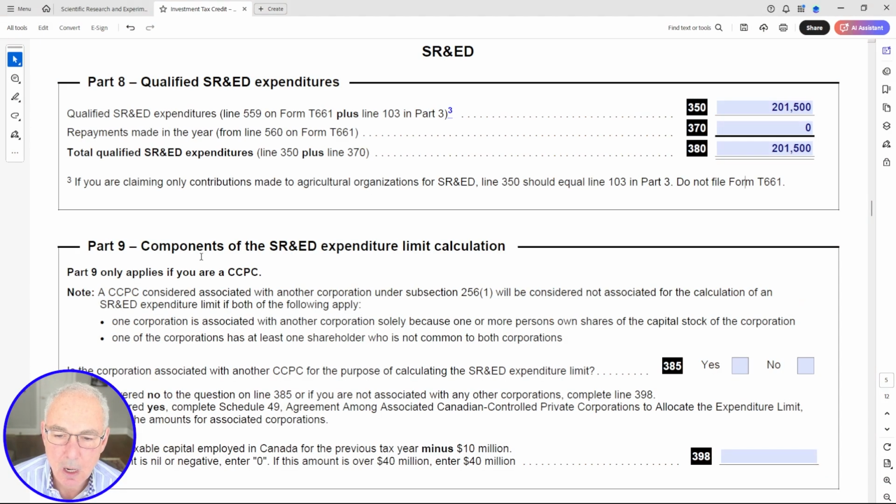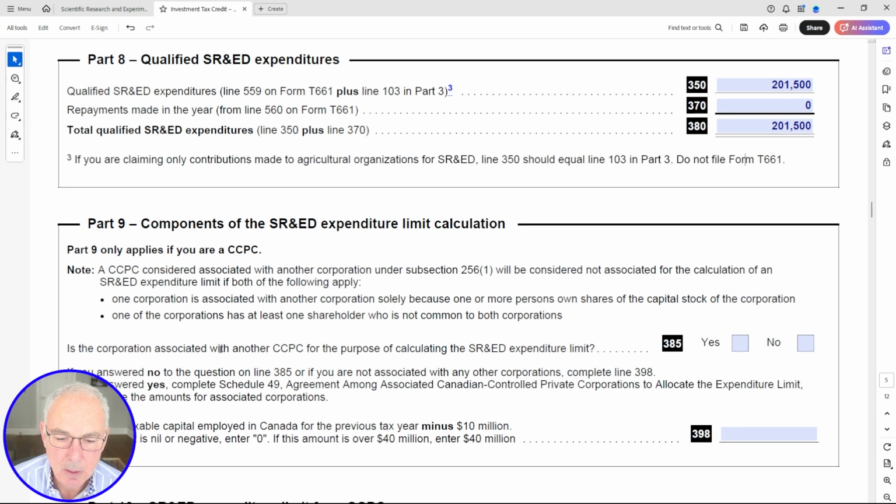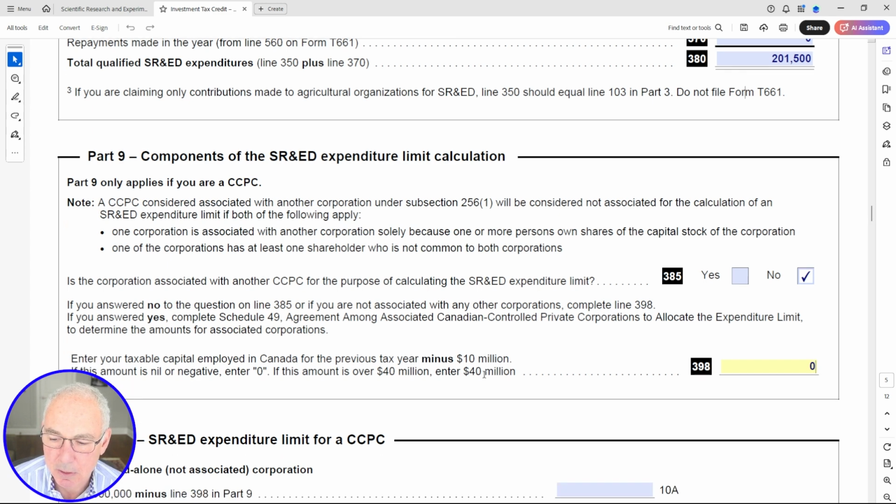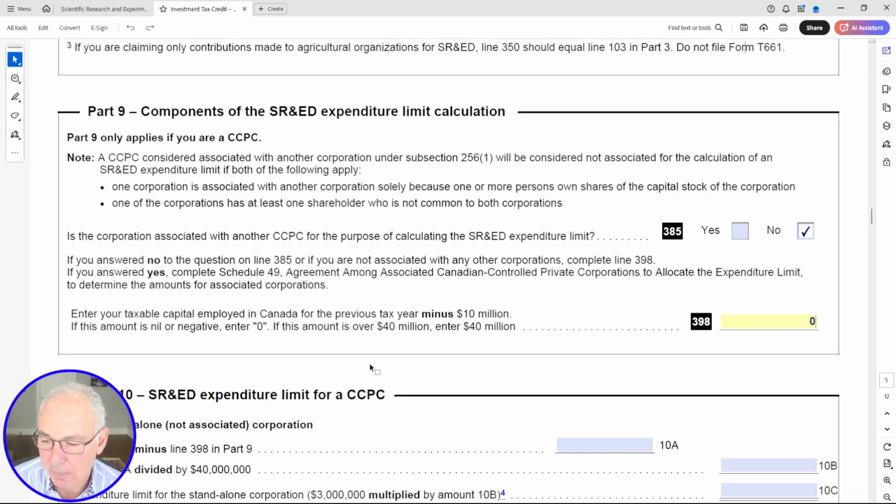So Part 9 is again something that we need to complete. Is the corporation associated with another corporation? We're going to click on no. Your taxable capital, we're going to enter 0 over here. It's because chances are for a small business, you have less than $10 million of capital employed in Canada, and therefore it would be 0.